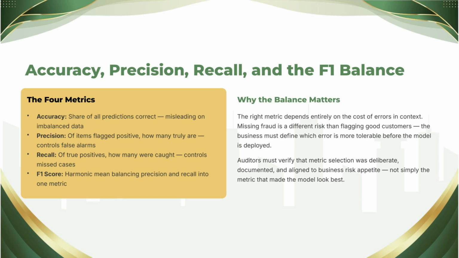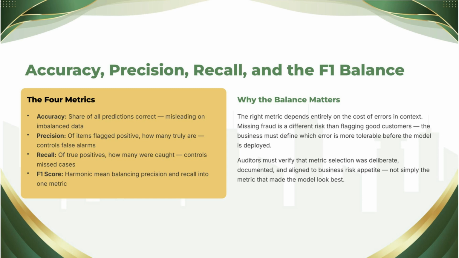Sounds sufficient, right? But here's the trap. If only 2% of emails are spam, a lazy filter that marks everything as not spam scores 98% accuracy while catching zero spam. Impressive number, useless system. This is why auditors should never accept accuracy alone, especially with imbalanced data like fraud, disease, or defaults. So we need sharper questions.